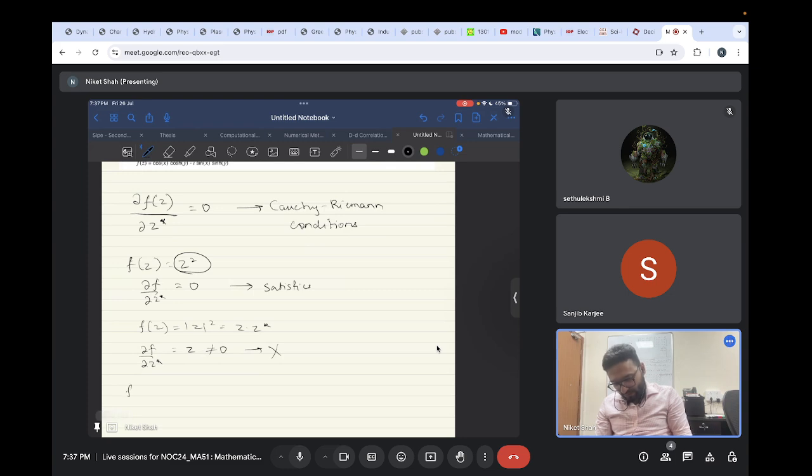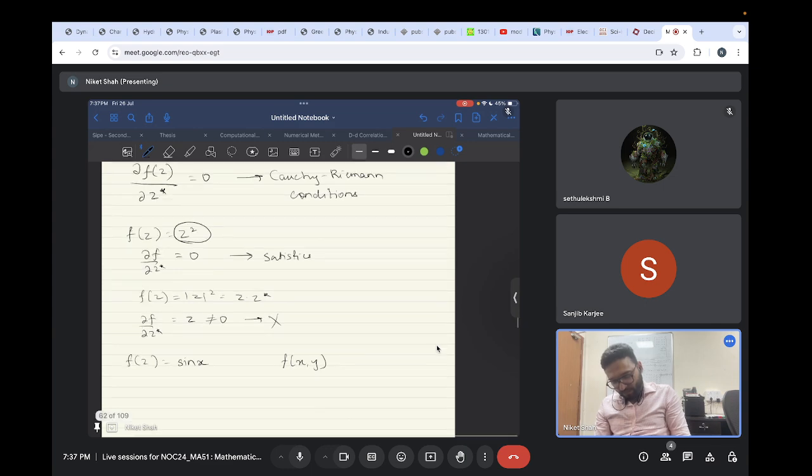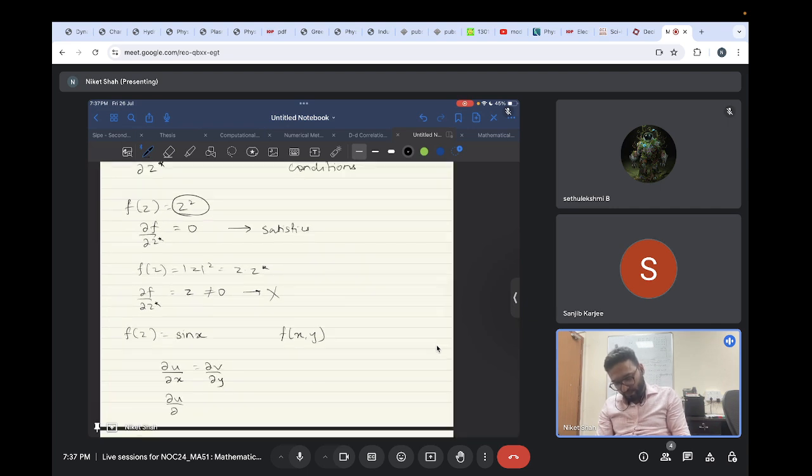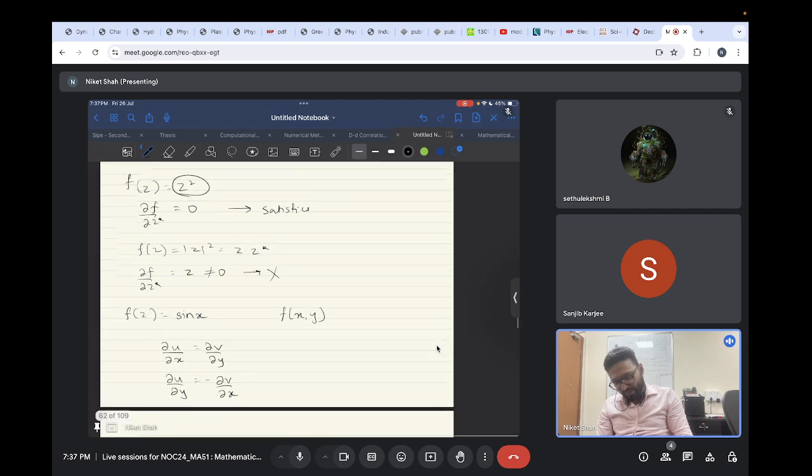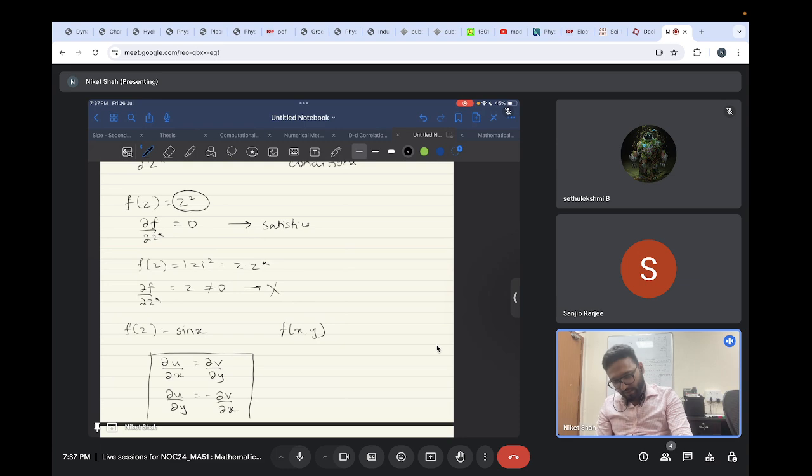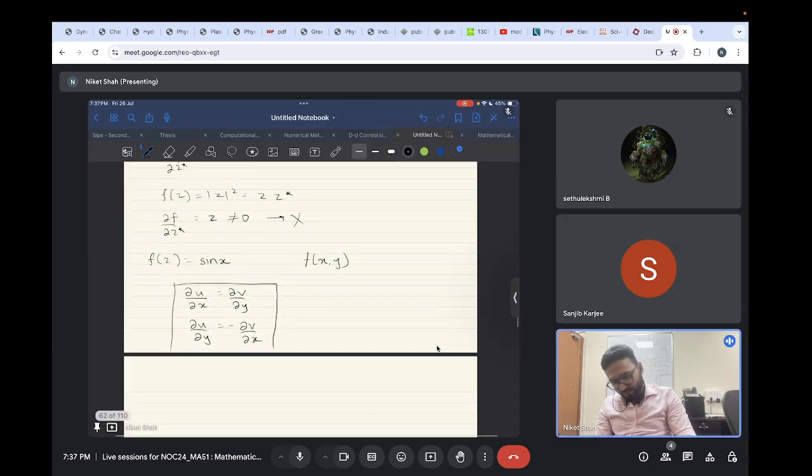Similarly, I'll pick up another function like this. For this case, f of z is equal to sine x. So here I am saying f is a function of x comma y actually, right? So here we'll use those conditions, which are more applicable, where we said that del u by del x is equal to del v by del y, del u by del y is equal to negative of del v by del x. So these are the standard Cauchy-Riemann conditions that we have studied. So this is what we'll use in this case. What is u? u is simply sine x, the real part. What is v, the imaginary part? 0.